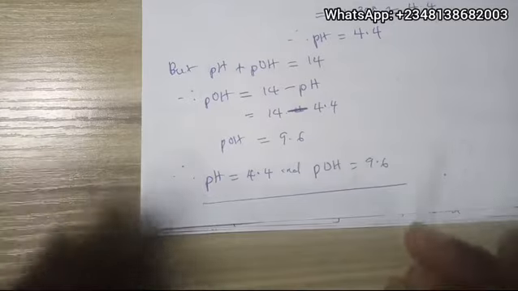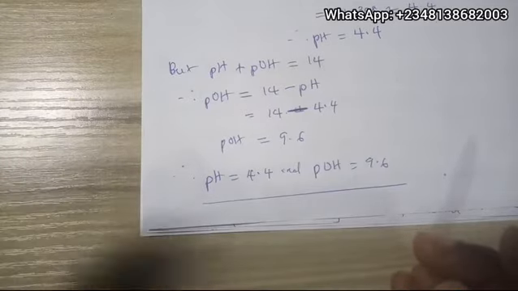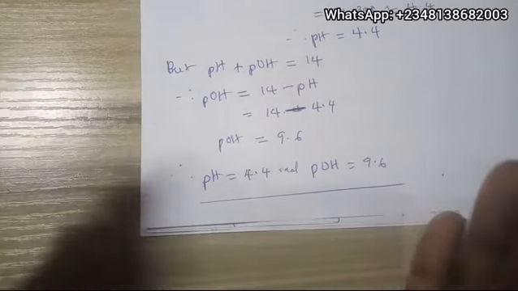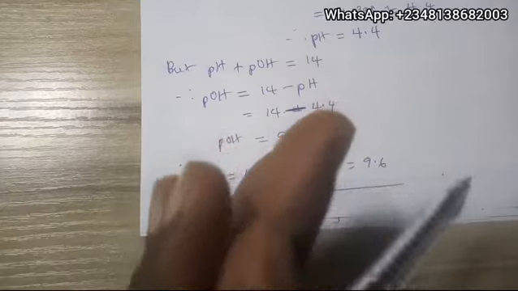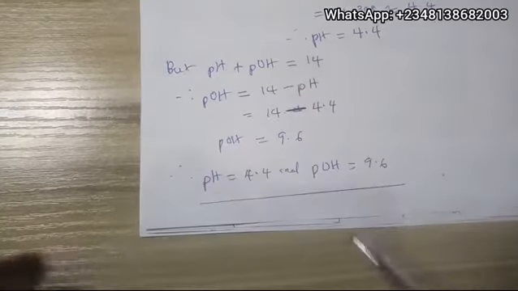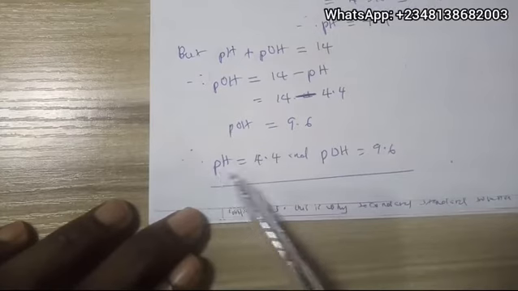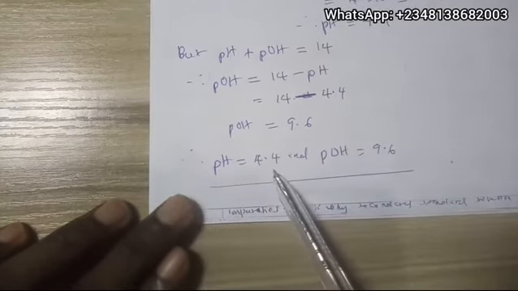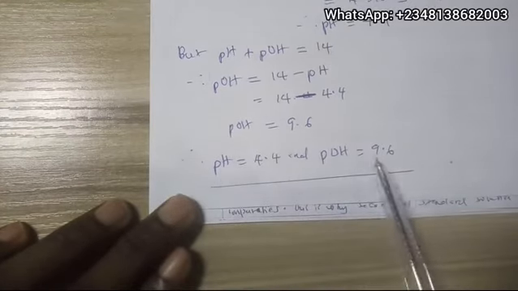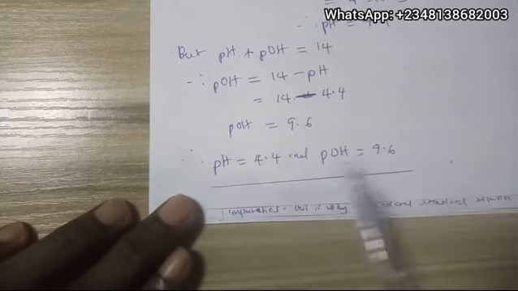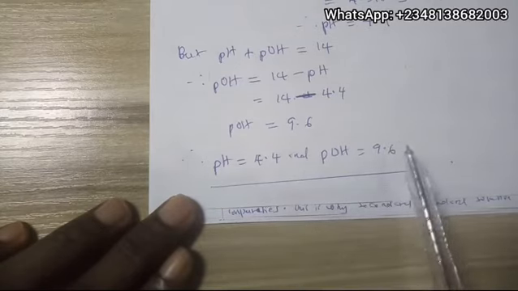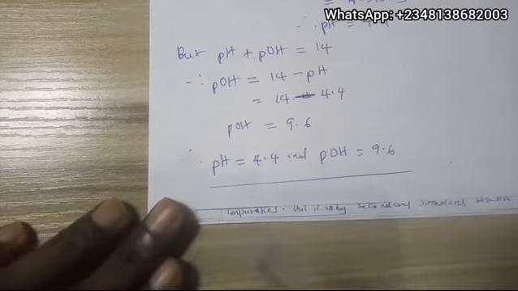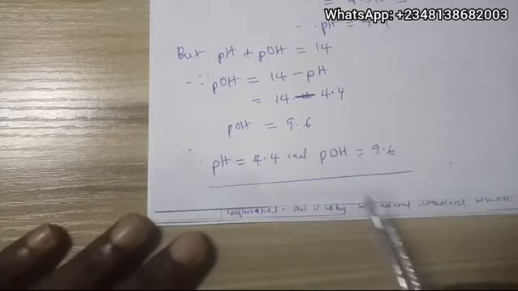That means that pOH is 9.6. So if you add the pH and the pOH of a particular solution, they must give you 14. If they don't give 14, something is wrong somewhere. So that's why we now have pH equal to 4.4, while pOH is equal to 9.6. If you add 9.6 and 4.4, you get 14. So this is the answer to the question.